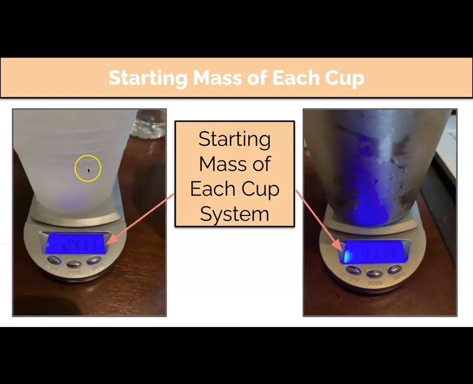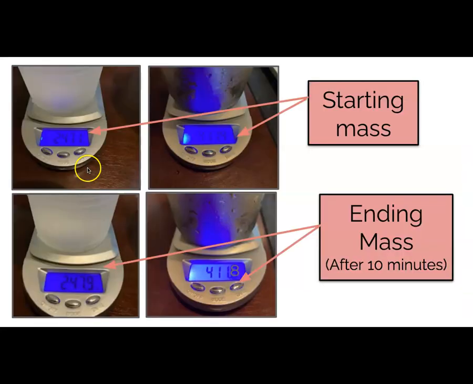So here's the starting mass of both these systems. Remember, they're completely sealed at the top, so nothing can get out through the lids. So the initial mass of the plastic cup was 247.1 grams, and the initial mass of the metal cup, which is heavier because it's made of metal, was 411.4 grams. So I'm going to let them sit for 10 minutes, and let's see what our ending masses were.